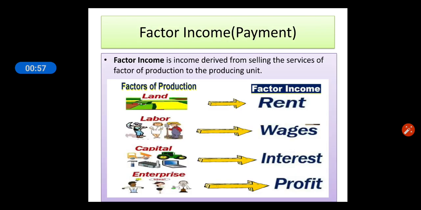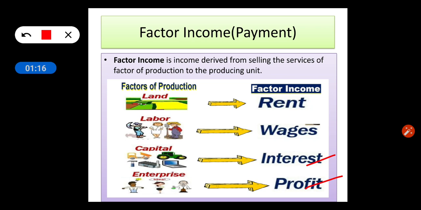We know that there are four factors of production, right? Land, labor, capital, and entrepreneur. We get rent for using land, wages for using labor, interest for using capital, and profit for using entrepreneurship, right? So what is this factor income and factor payment?